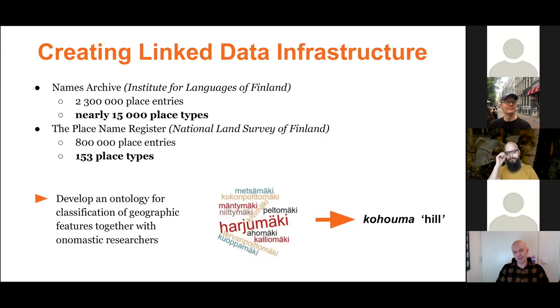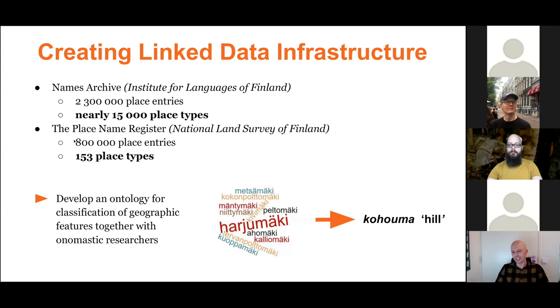But first, before you can do any proper visualization or analysis, you have to actually create the linked data infrastructure. And for place names in Finland, there are these two major sources. The names archive that Helena presented, about 2.3 million place names, and then the official place name register, which is maintained by the National Land Survey of Finland, about 800,000 places. And these two registers were converted into linked data.